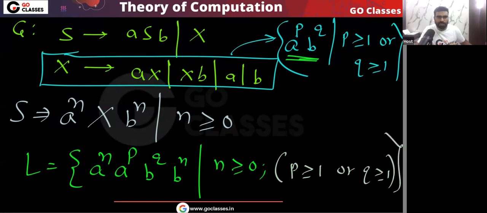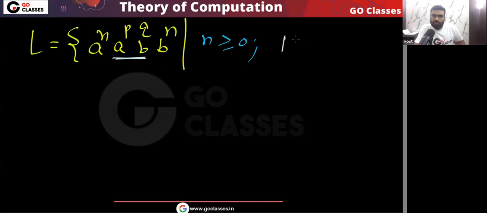So tell me finally what is the answer, what language you will get. Here we have seen the language that we are getting, that is a power n, then a power p, then b power q, and then b power n, where n is greater than equal to 0. Okay, but you can notice p comma q, at least one of them is greater than equal to 1. Either p is greater than equal to 1 or q is greater than equal to 1.